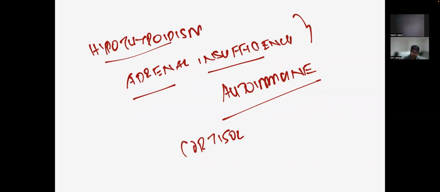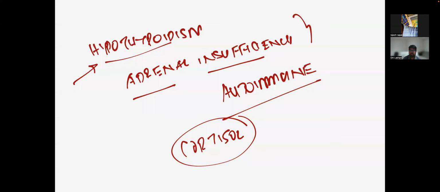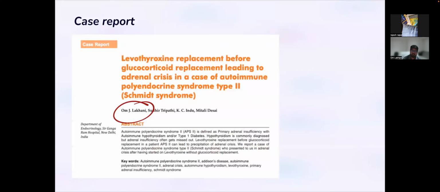Now, what happens when you start this patient on levothyroxine? Suddenly, the body's metabolism becomes faster and more cortisol gets metabolized. And because more cortisol gets metabolized, the patient's adrenal insufficiency often gets unmasked. This is exactly what happened to this patient, right? You can read this entire case report; it's available online freely. So this patient had hypothyroidism and adrenal insufficiency. When started on thyroid supplements, there was an unmasking of the underlying adrenal insufficiency and the patient landed up with adrenal crisis.